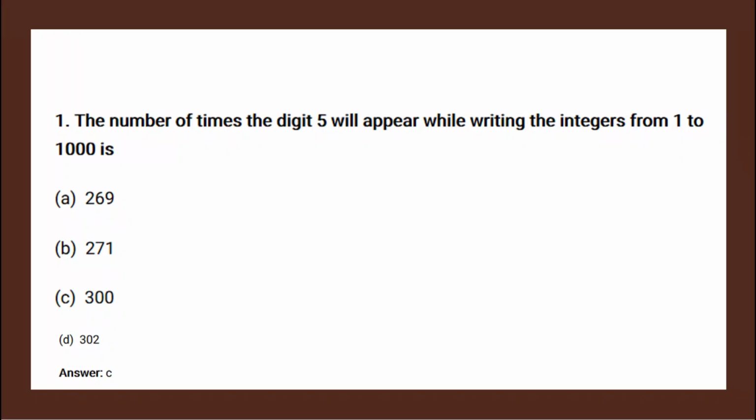First question: the number of times the digit 5 will appear while writing the integers from 1 to 1000 is A 269, B 271, C 300, D 302. And the answer is option C 300.